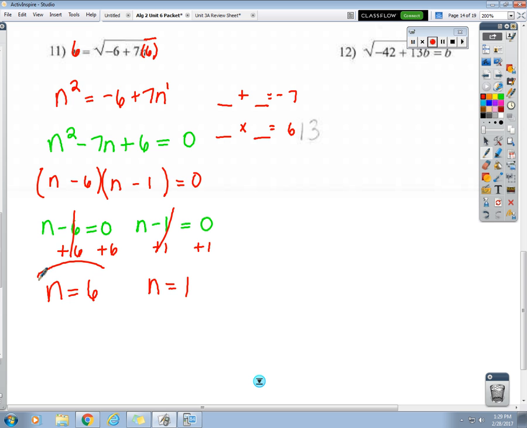So this one works. Okay, now let's try it with the 1. You replace both ends with a 1. So now in your calculator, you'll be typing in the square root of negative 6 plus 7 times 1 and see what you get. You get a 1, right? So that lets you know this one also works.